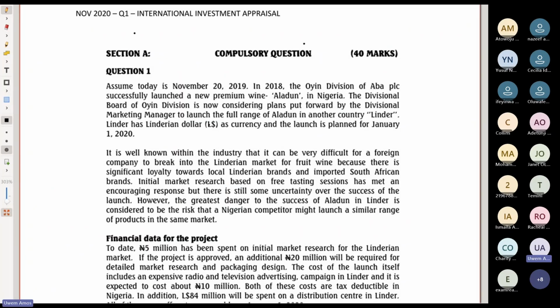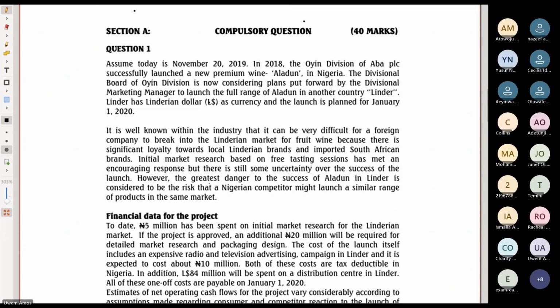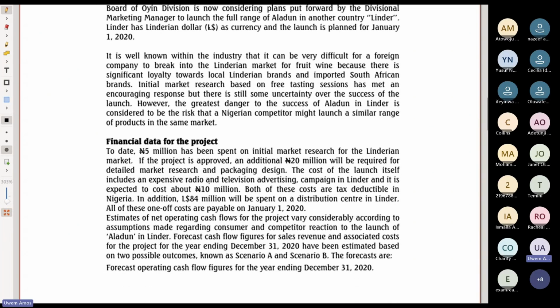Financial data for the project. To date, 5 million has been spent. So that is some cost. We explained that concept when we did NPV, local investment appraisal. That has been spent, it's a sunk cost. To date, 5 million has been spent on initial market research for the Lindarian market.